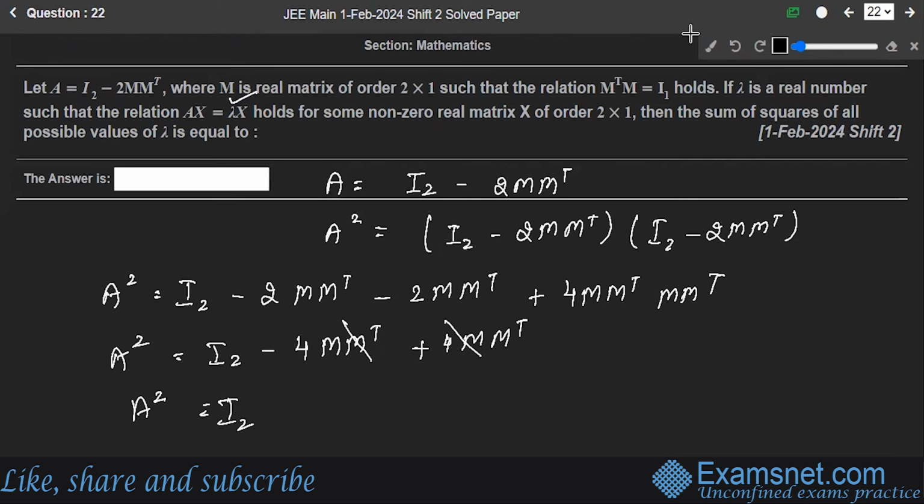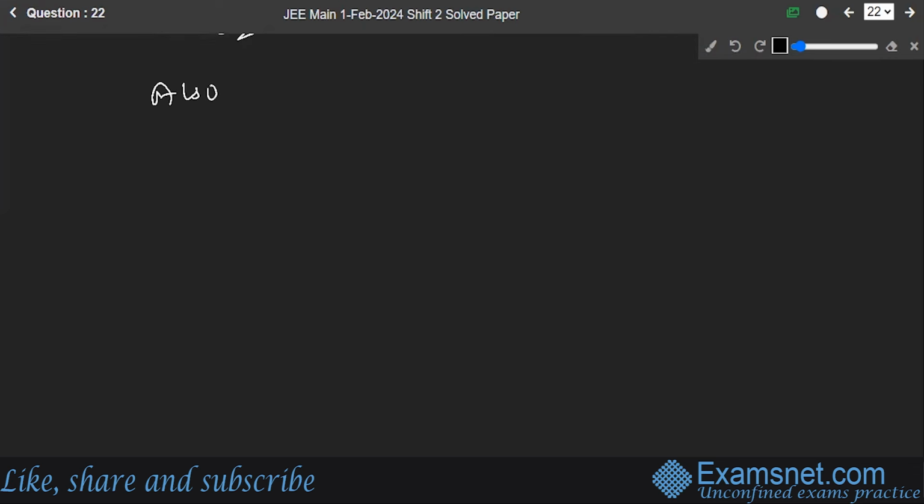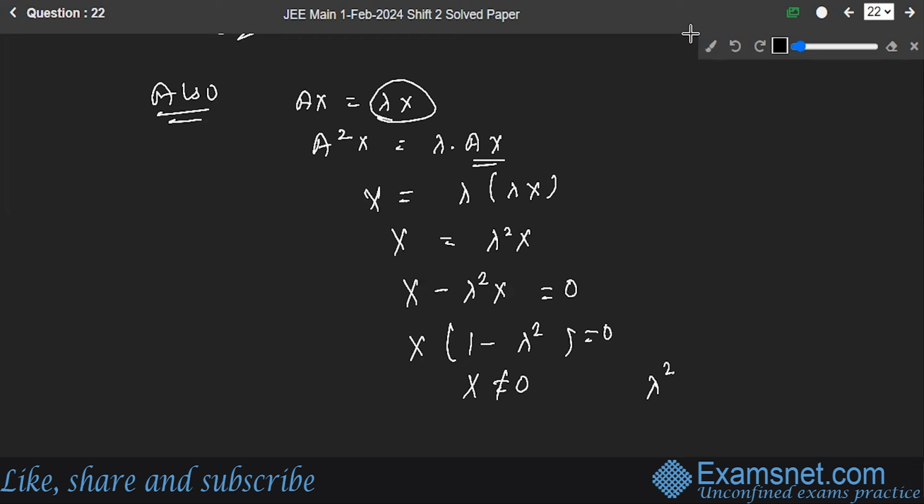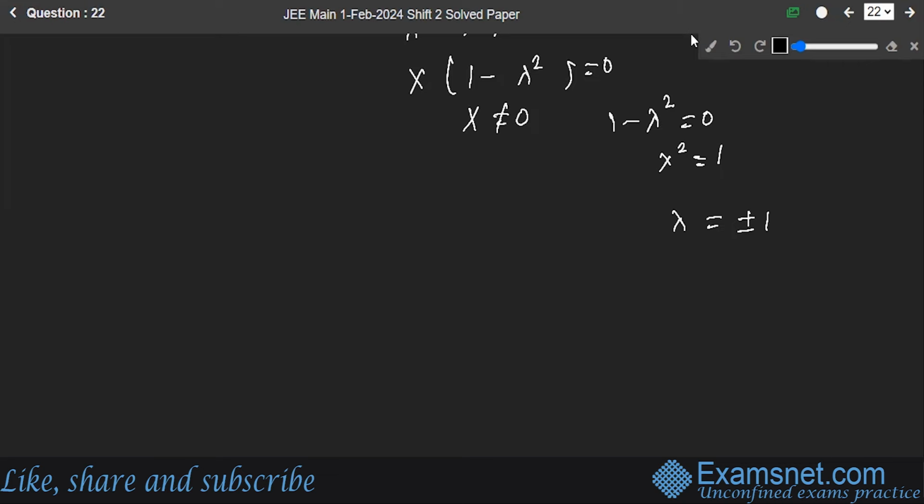And next, you are given that AX is equal to lambda X holds for some non-zero real matrix X of 2 by 1 order. Also, you are given that AX is equal to lambda X, so A square X will be given as lambda into AX. So X will be equal to lambda into lambda X. What was your AX? That was equal to lambda X only. Correct. This gives you lambda square X. X is equal to lambda square X, or X minus lambda square X is equal to 0. X common, 1 minus lambda square is equal to 0. So X is not equal to 0, of course. That means 1 minus lambda square is equal to 0, or lambda square is equal to 1, or lambda will be equal to plus minus 1.